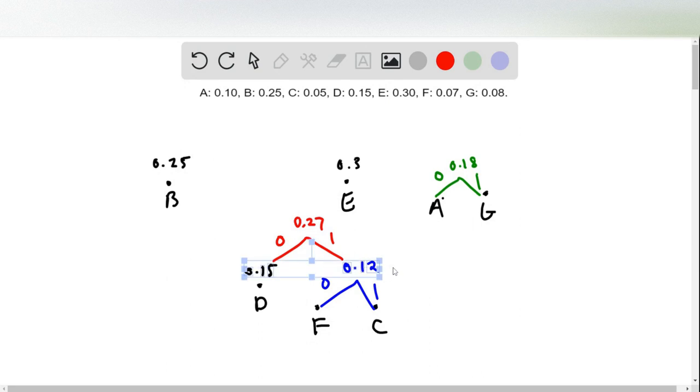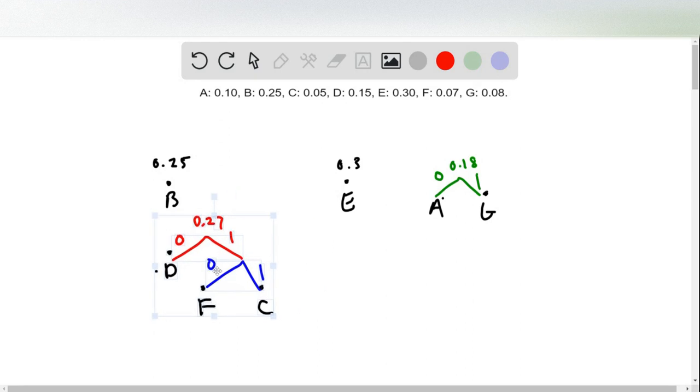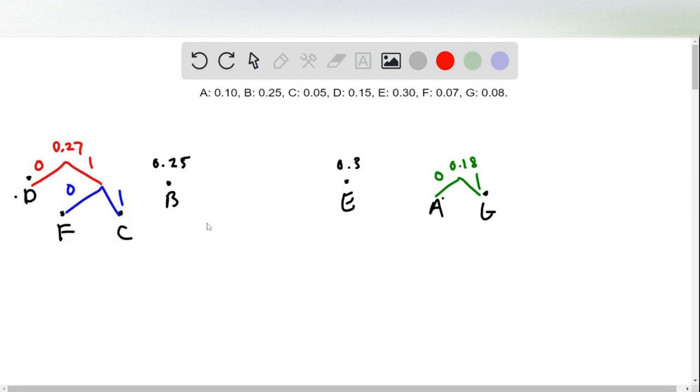And then let's go ahead and get rid of those old frequencies. And then we can go ahead and scoot up D. And then we can also scoot this tree up over here. And then again, we're going to throw this back in line with the other one. So I'll just throw this over here on the left. And now we need to compare these. Well, that looks like we would have 0.25 and 0.18.